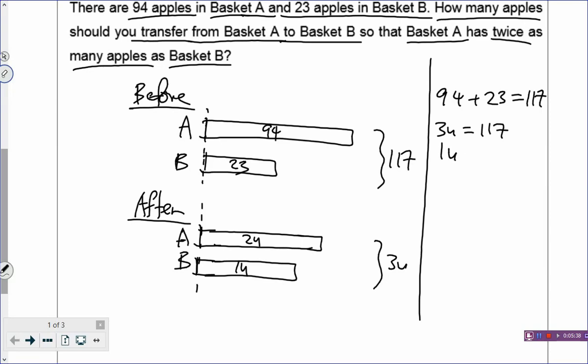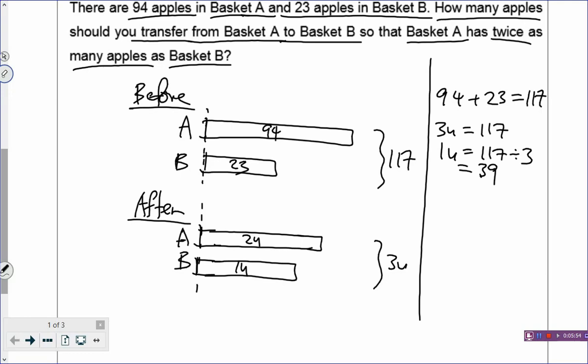So now can you find 1 unit? You take 117 and divide by 3, and you do your working on the right side. You will get 39. And that's the purpose of model drawing, to find 1 unit. Because once you can find 1 unit, you can solve the problem.